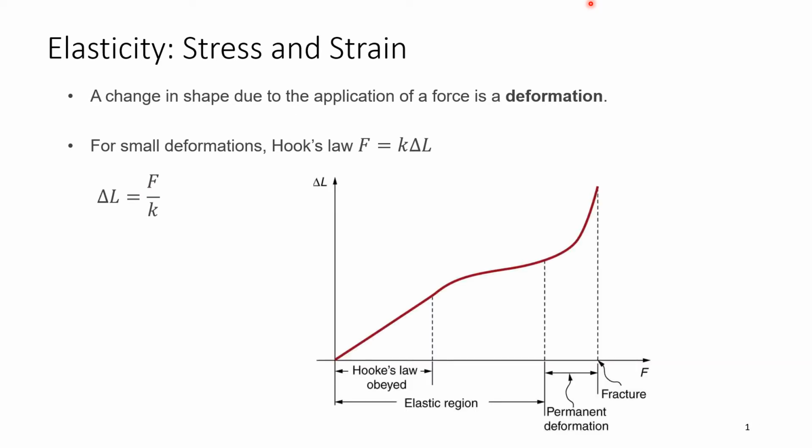As shown in this graph, the straight segment is the linear region where Hooke's law is obeyed. For larger forces, the graph is curved, but the deformation is still elastic, which means delta L will return to zero if the force is removed. Still greater force permanently deforms the object until it finally fractures.